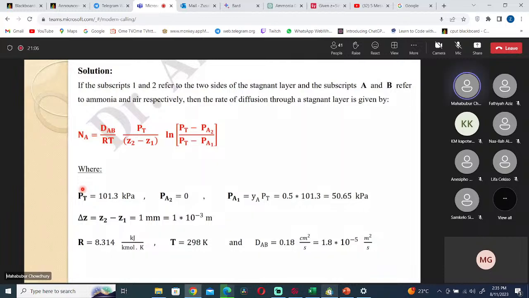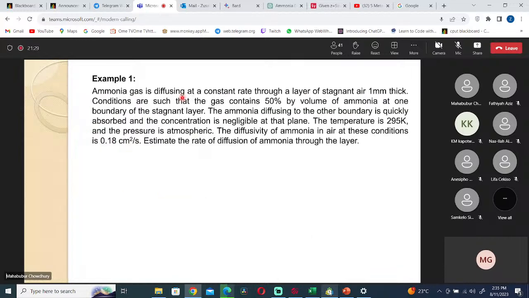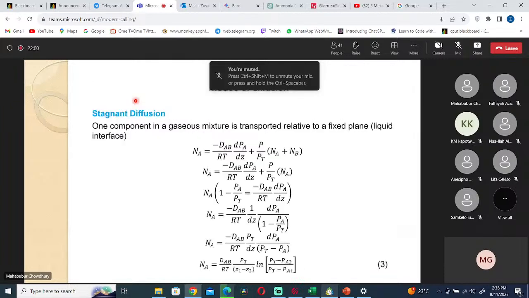is saying that the ammonia is diffusing to the other boundary of the air, is quickly absorbed, and the concentration is negligible. Meaning, once the ammonia has diffused, it's absorbed, and the concentration there is negligible. Meaning, the molar fraction there is 0%, right? If the molar fraction is 0%, then I can say, okay, fine. Does it make sense? Did I answer your question? Did I make it clear for you?